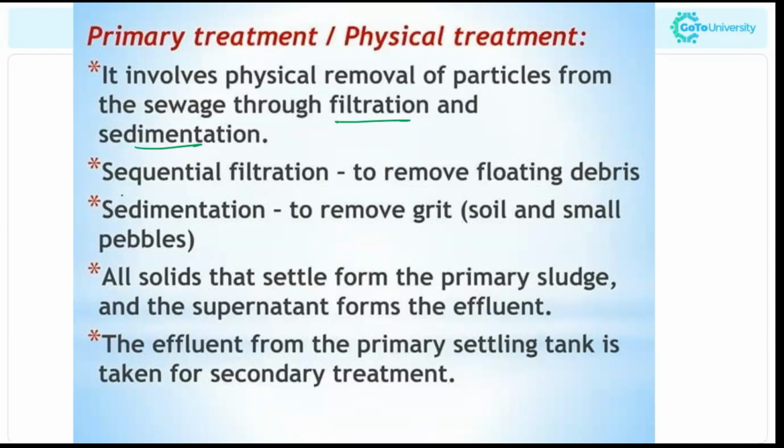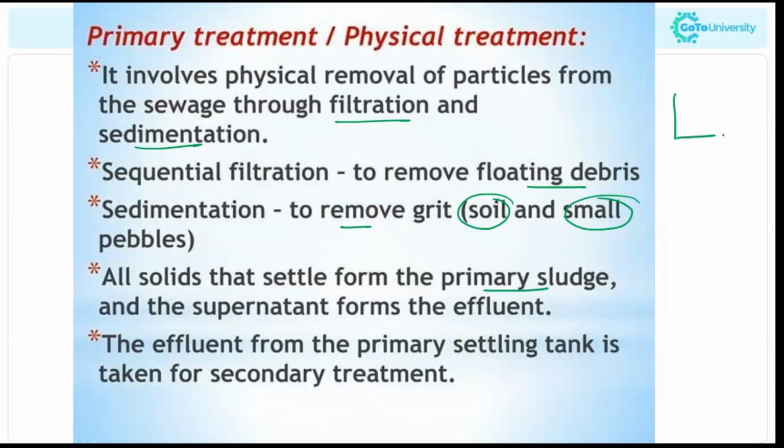First is sequential filtration, that is to remove the floating debris. If in the water body you find something floating over the water, you can remove it. That is sequential filtration. You will filter it. Next is sedimentation, to remove the grit, that is soil and small pebbles. All solids that settle form the primary sludge.